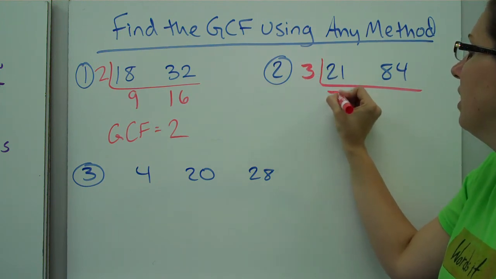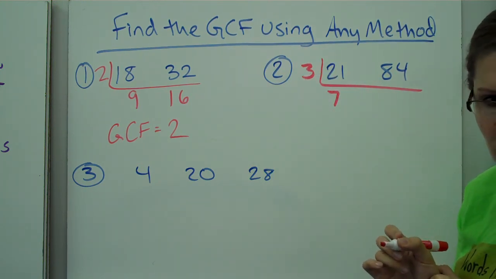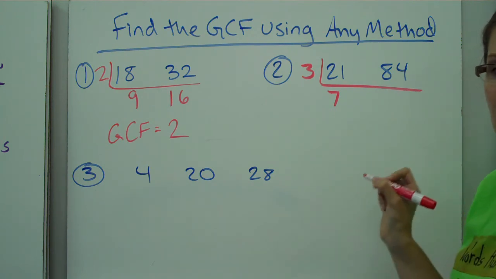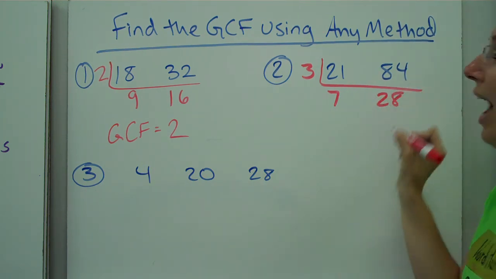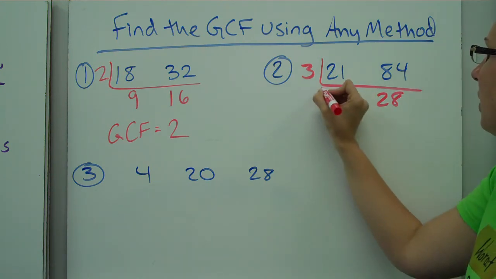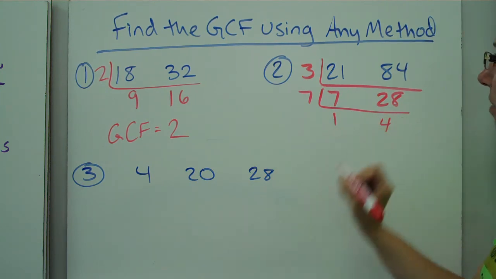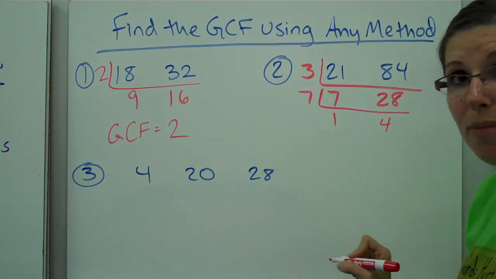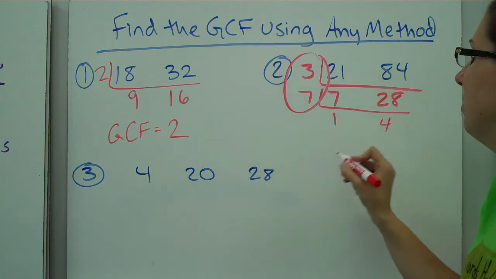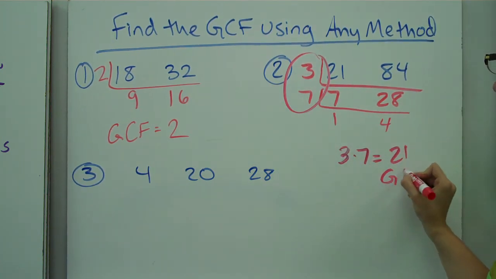3 goes into 21 7 times. 3 goes into 84 28 times. Again, I had to do that one on paper before I put it up here. Then I've got 7 and 28. I know that 7 goes into both of these numbers. And I'm all done here pulling out my factors. If I multiply 3 times 7, I get 21, and that's my GCF.